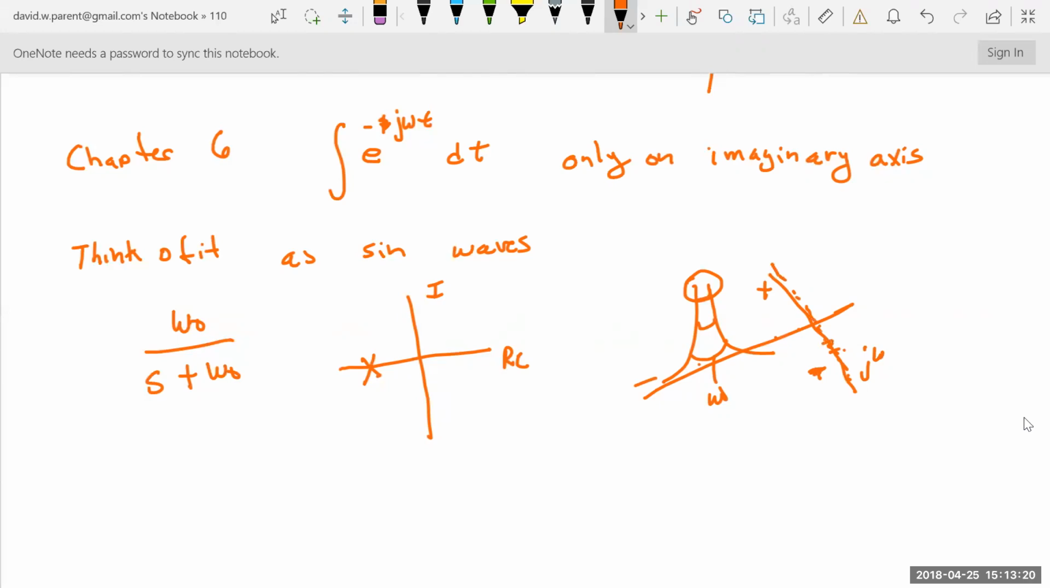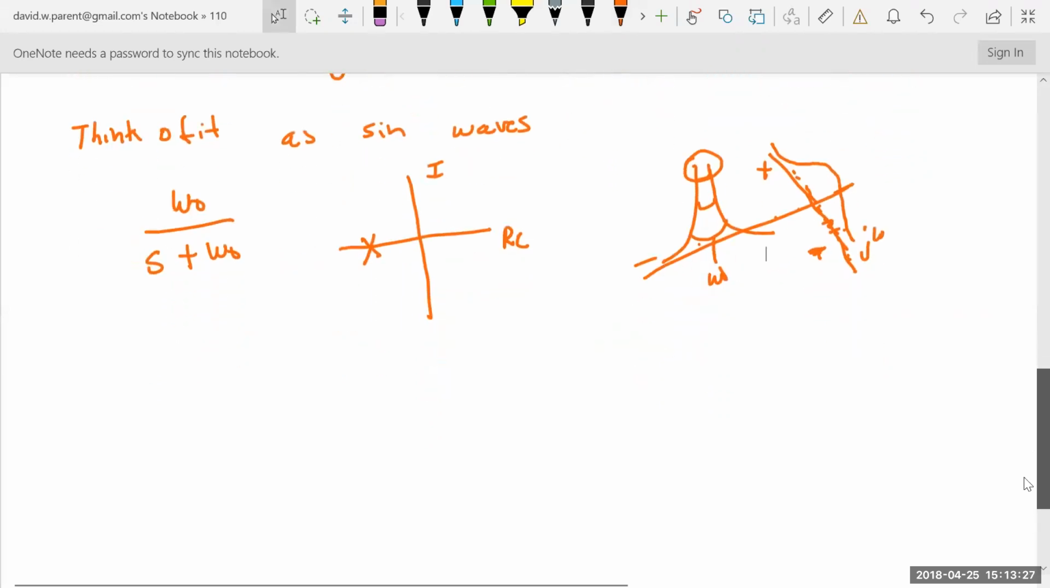Let me try to draw it a little better. Over here in the complex plane, I have a pole that goes to infinity, right? And it comes like this. But on the complex plane, it does that kind of shape. I'm going to just let it go. All right.